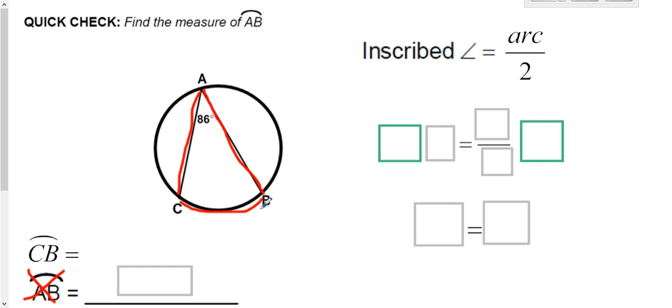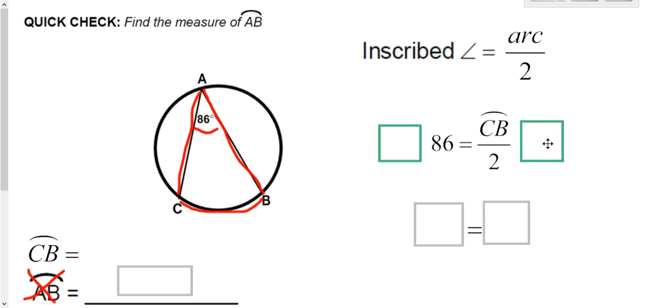So this is going to be a pretty easy problem, just realizing, again, the inscribed angle, this one right here, which is 86 degrees, equals half the arc, or the arc divided by 2. So the arc is arc CB divided by 2. To solve this, we want to get rid of this division by 2, so we get just arc CB by itself.